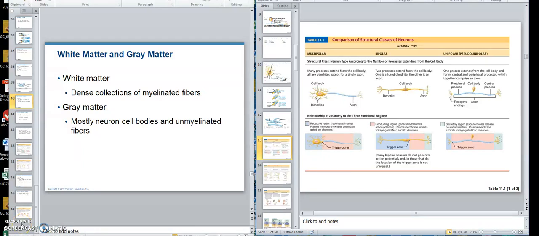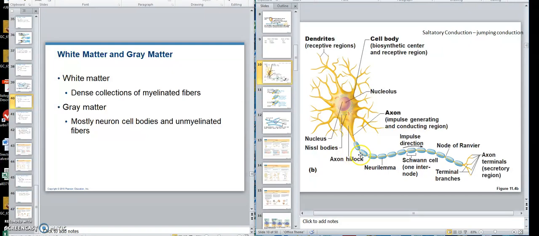Okay, class, where we are now, we're talking about white matter and gray matter, and the types of neurons that we have. Okay, white matter, remember we talked about myelination. Myelin is a white glistening substance, very white glistening. So whenever there are areas in the central nervous system that have a lot of myelinated fibers clustered together, now, they all don't have to be myelinated neurons, but the preponderance, the majority is, it will give a white glistening appearance to that area. That's what we call white matter.